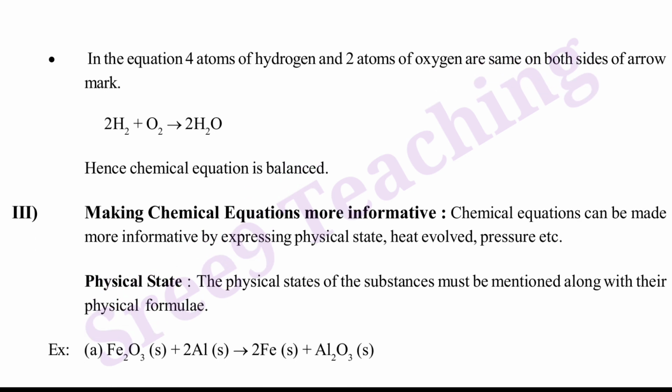Yes, in the equation 4 atoms of hydrogen and 2 atoms of oxygen are the same on both sides of the arrow mark. So on the left hand side 4 H's are there and on the right side 4 H's are there. Left side 2 O's are there, right side also 2 O's are there. A coefficient written indicates the number of atoms in the whole formula. Remember.